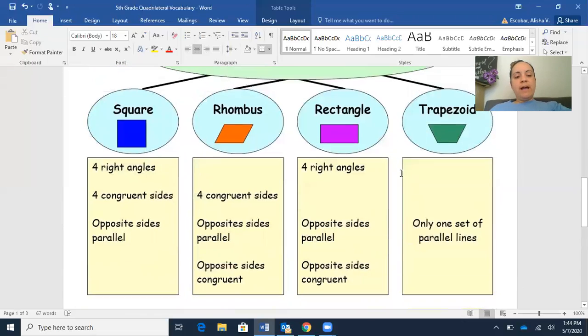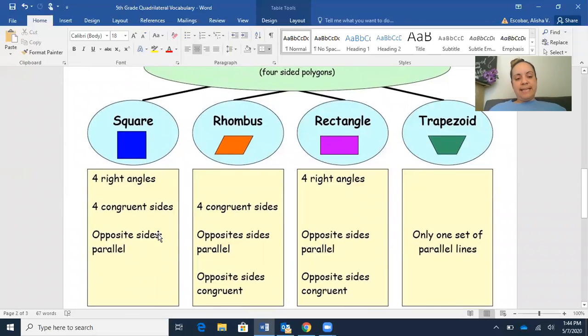So a square has opposite sides parallel. This side is parallel to this side is parallel to this side. They will never cross each other, ever, because they're the same distance apart. They will never run into each other. All right, let's look at the next shape.